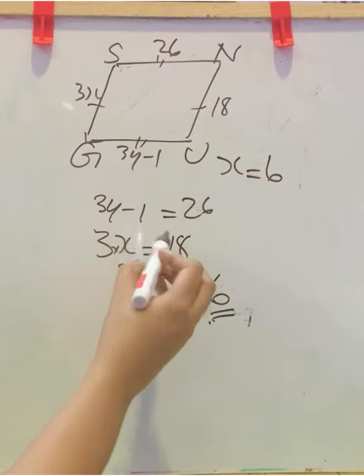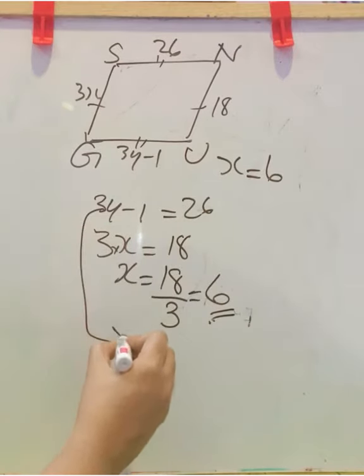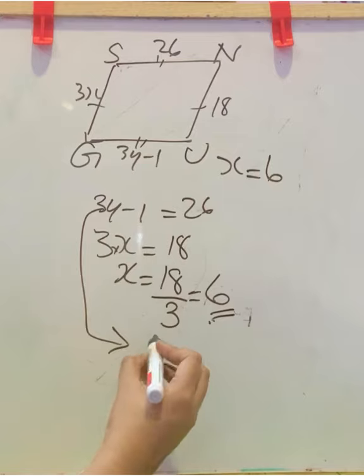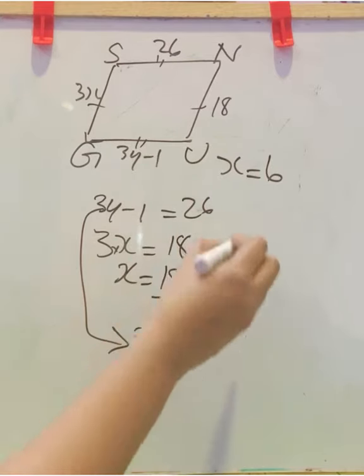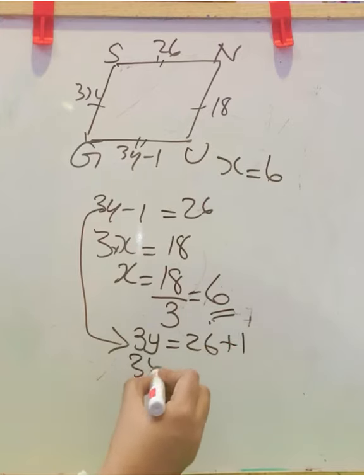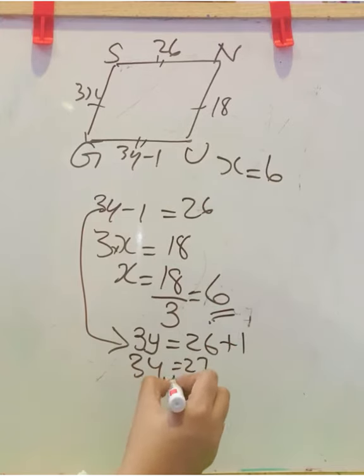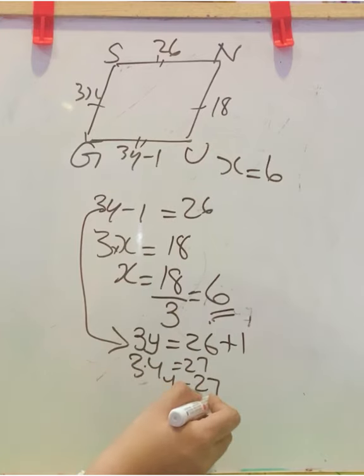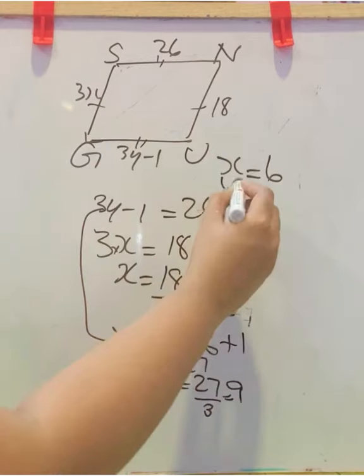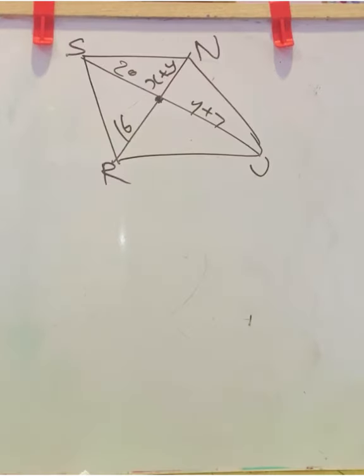Now what about y? Consider 3y minus 1 equal to 26. Keep 3y on the LHS and take this minus 1 to the RHS, it becomes plus 1. 3y equal to 27. Then y equal to 27 by 3, the 3 goes to the denominator. 27 by 3 is 9. So y is 9. Next figure, RUNS is a parallelogram. From that you have to find x and y.